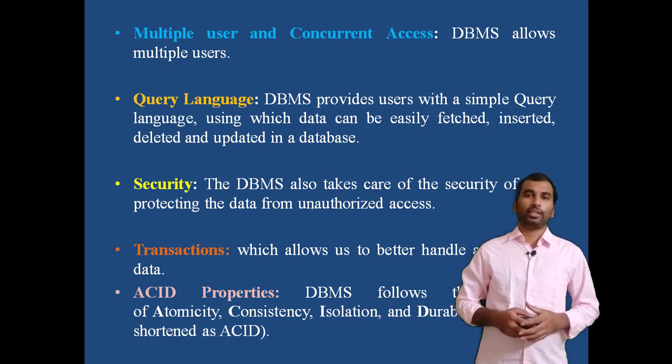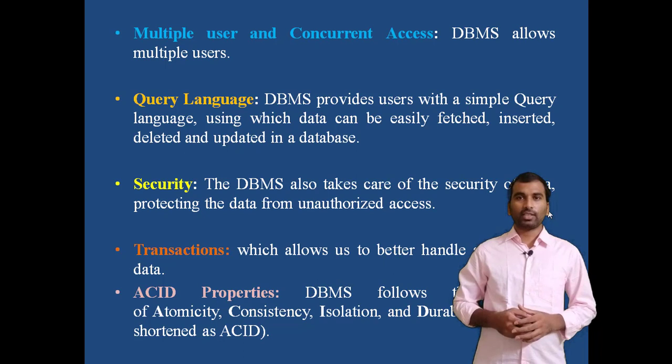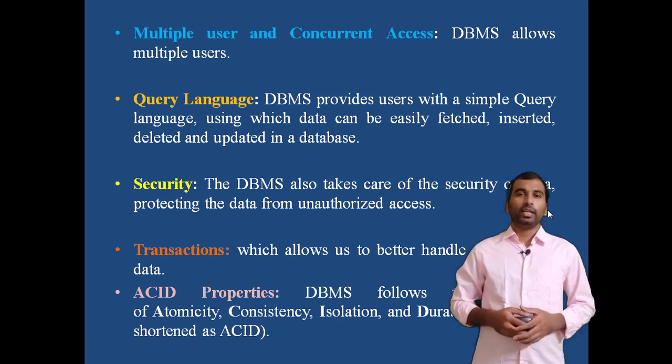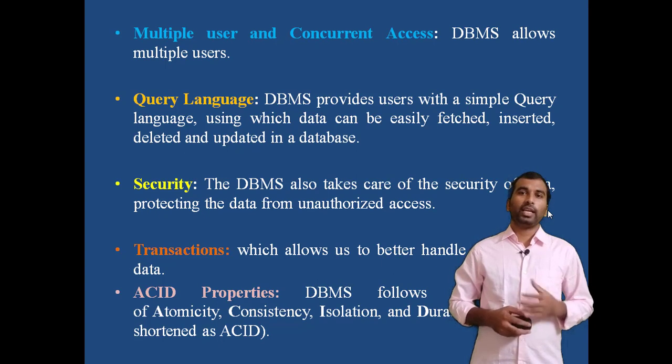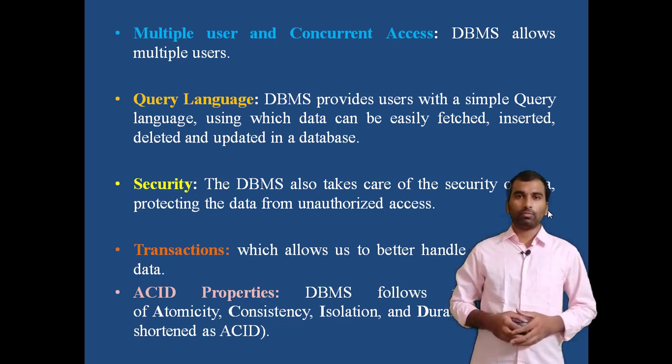The next one is transactions. The DBMS supports transactions, which allows us to better handle and manage data integrity in real-world applications where multi-threading is extensively used. The next one is ACID properties. DBMS follows the concepts of atomicity, consistency, isolation, and durability. These concepts are applied on transactions which manipulate the data in a database. ACID properties help the database stay healthy in a multi-transactional environment and in case of failure.